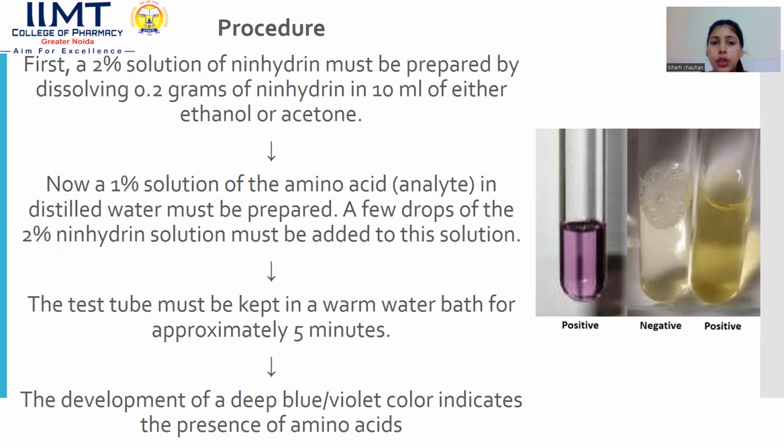First, a 2% solution of ninhydrin must be prepared by dissolving 0.2 gram of ninhydrin in 10 ml of either ethanol or acetone. Now, a 1% solution of amino acid in distilled water must be prepared. A few drops of 2% ninhydrin solution must be added to the solution. The test tube must be kept in a warm water bath for approximately 5 minutes. The development of a deep blue violet color indicates the presence of amino acids. So look at the image right here. This shows the positive result and that will show the negative.